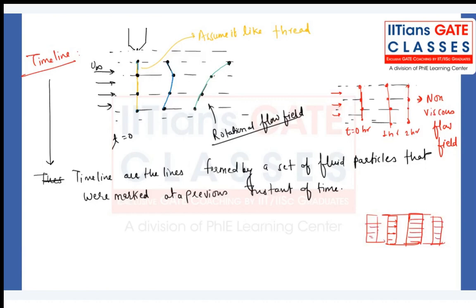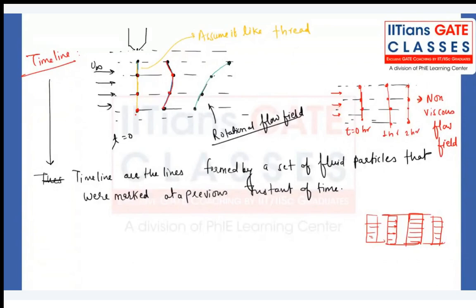So timelines are these yellow lines, which are formed by the set of fluid particles that were marked at a previous instant of time. These particles were marked at some given point of time, and we will see how these particles change their positions over the given period of time. I will connect all the particles through one line. That is my timeline. So that is the fourth line.